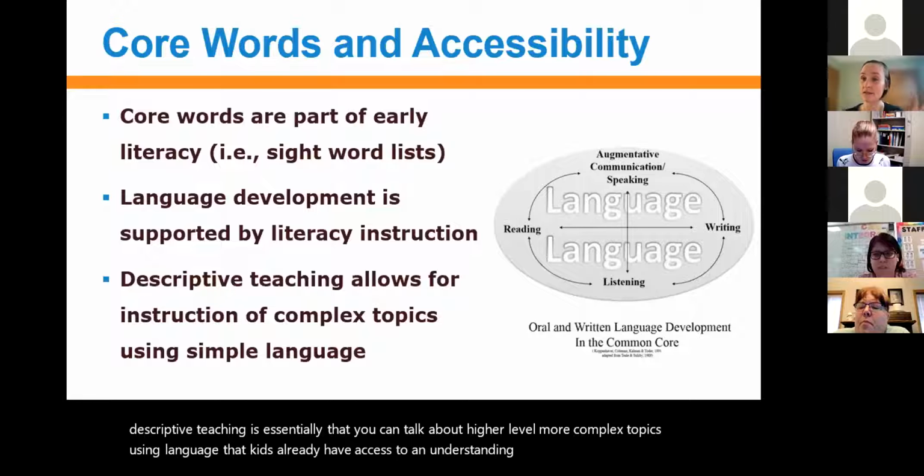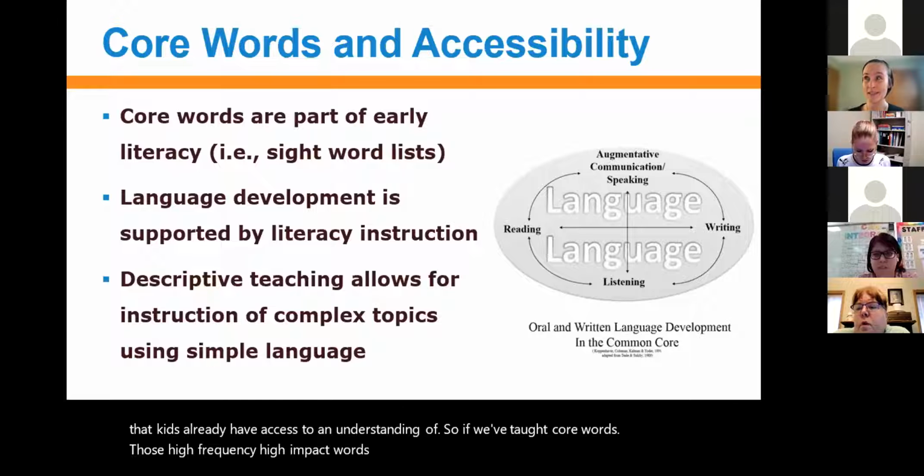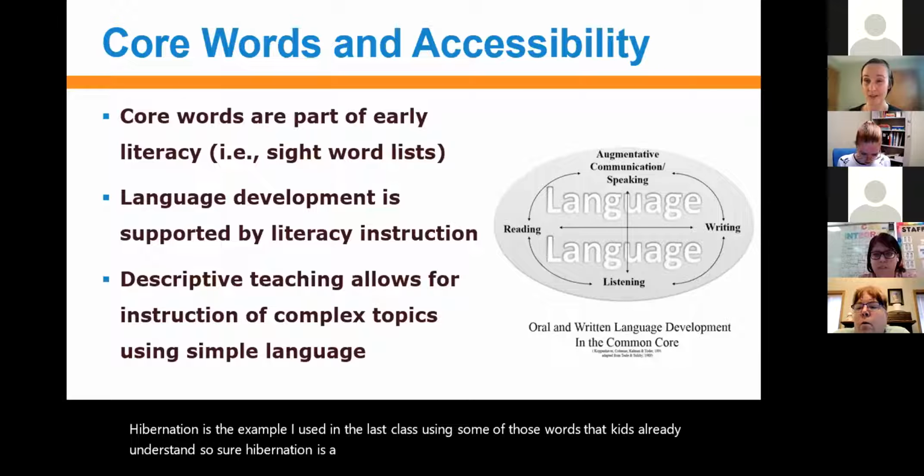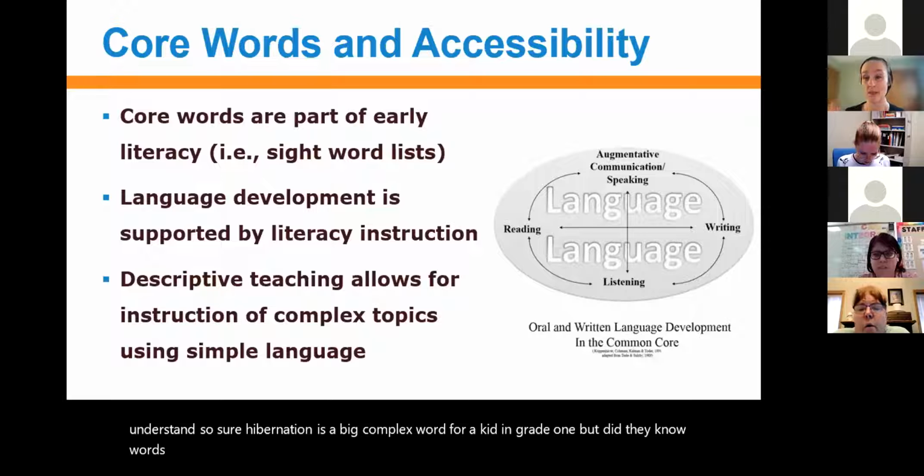So if we've taught core words, those high frequency, high impact words already, we can then talk about concepts like hibernation, the example I used in the last class, using some of those words that kids already understand. Sure, hibernation is a big complex word for a kid in grade 1, but do they know words like winter, like eat a lot and then sleep a long time? For sure. And so those are all high frequency. Most of those are core words.